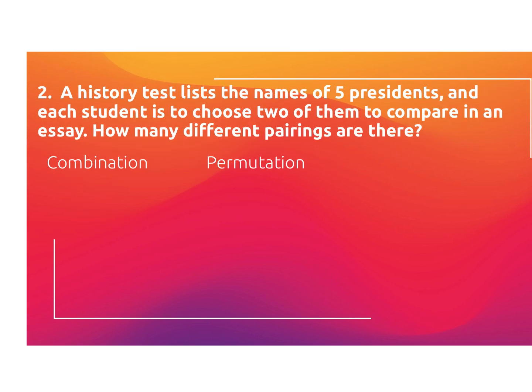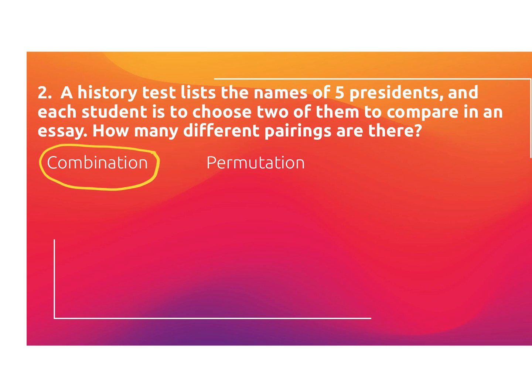Okay, let's look at this next one. A history test lists the names of 5 presidents, and each student is to choose 2 of them to compare in an essay. How many different pairings are there? Okay, so we have to think about this one. Is order really that important in this one? If you're going to do 2, does it matter if you pick one president first over the other one, or are you still going to be comparing those 2 presidents? Well, you still will be comparing those 2 presidents, so order does not matter which one you pick first out of the presidents, because you're still comparing both of them.